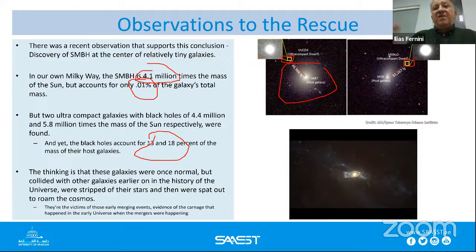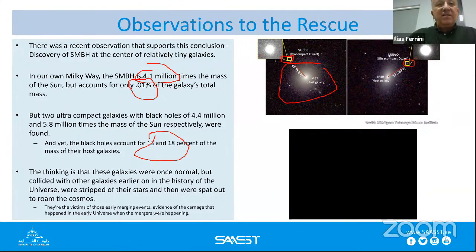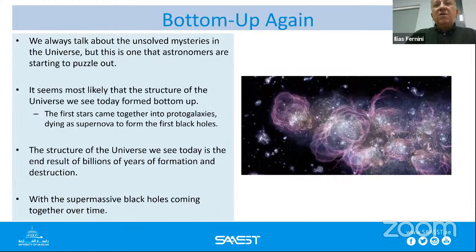The thinking is that these galaxies were once normal, but they collided, as you can see in this very nice simulation at the lower right. And over years, supermassive black holes were able to form through the collision of these tiny galaxies. So the bottom up is what we believe today, through our observations and our simulations. The first stars were able to form protogalaxies, and these first stars died as black holes, and these black holes came together to form supermassive black holes.